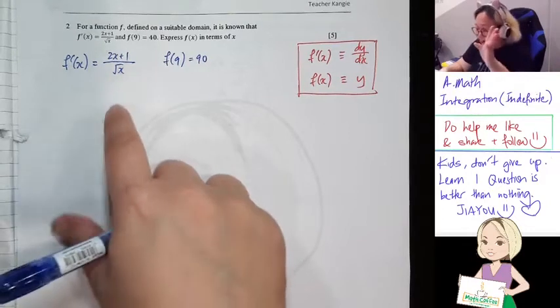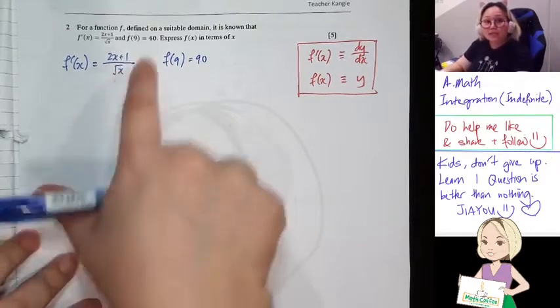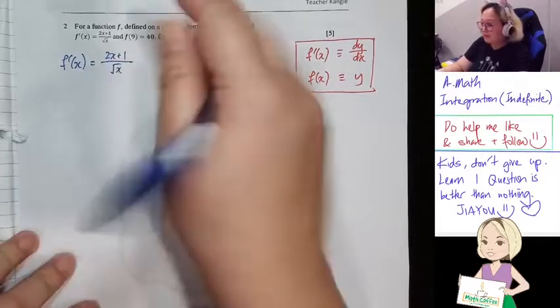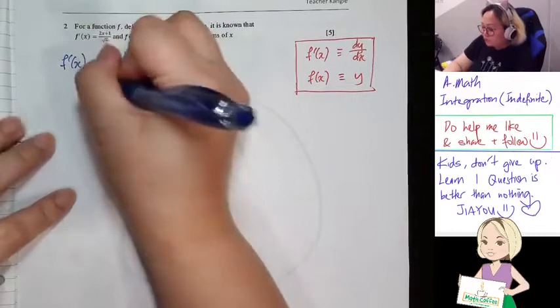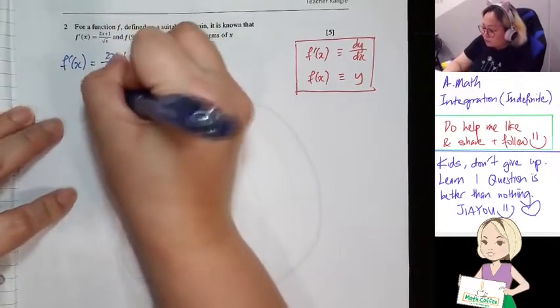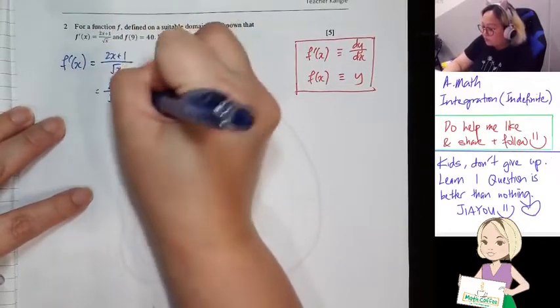Okay? But before I integrate, I'm going to split this first, because you can see that the denominator is only one term. So it will be 2x over square root x plus 1 over square root x.